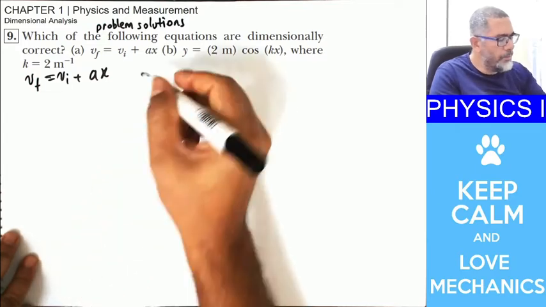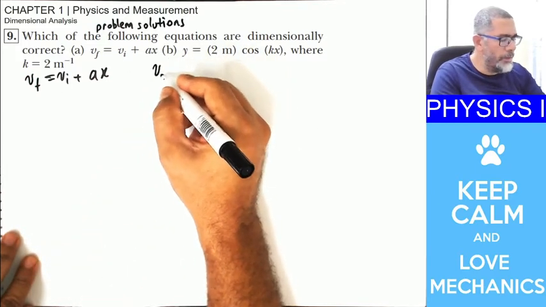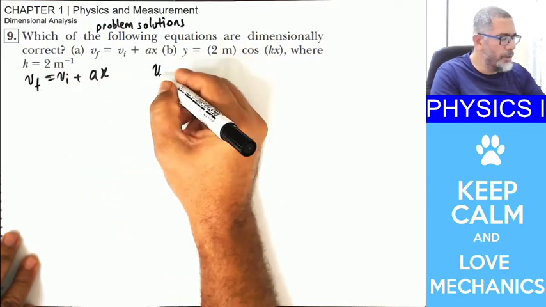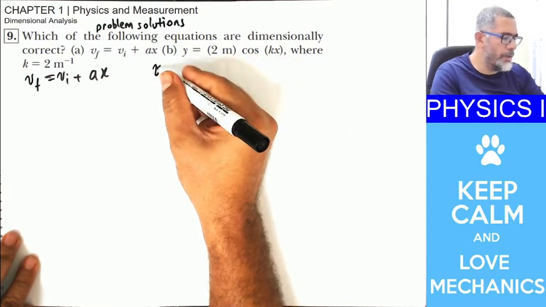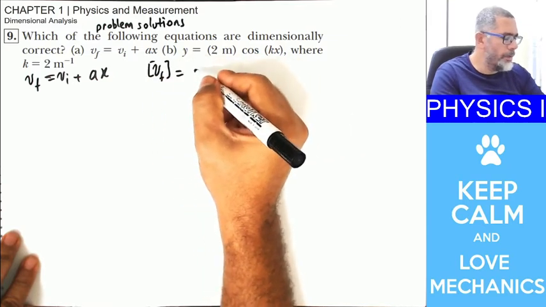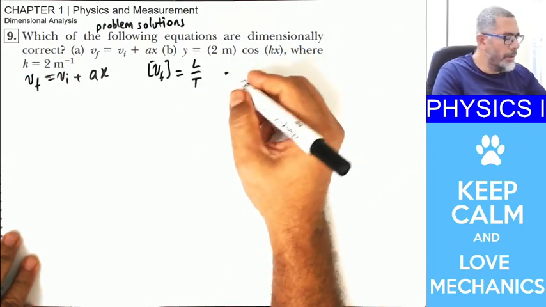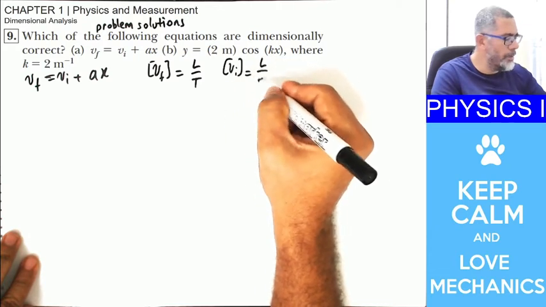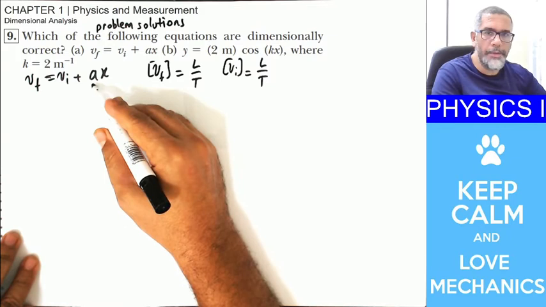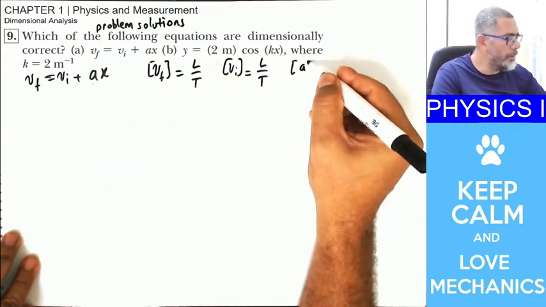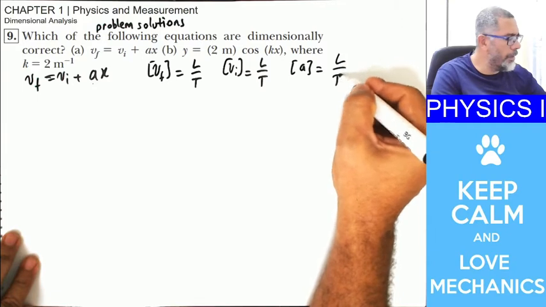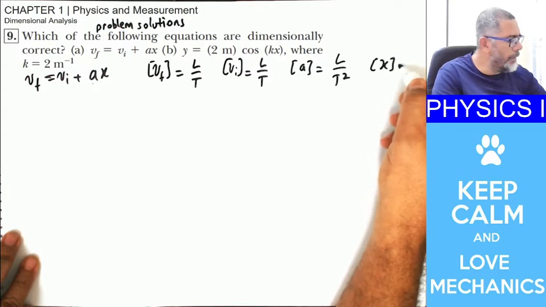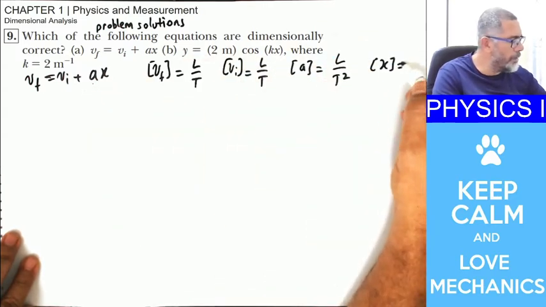Okay, so first of all, let me write down the known dimensions of the quantities in this equation. Vf stands for final velocity, and its dimension is nothing but length divided by time. And Vi is again velocity, initial velocity, again length divided by time. And A stands for acceleration, and acceleration dimensions are length divided by time squared. And x stands for length measurement in the x direction, and its dimension is L.